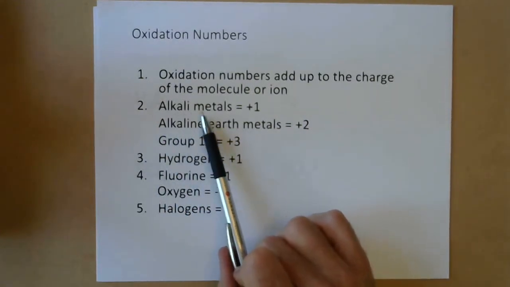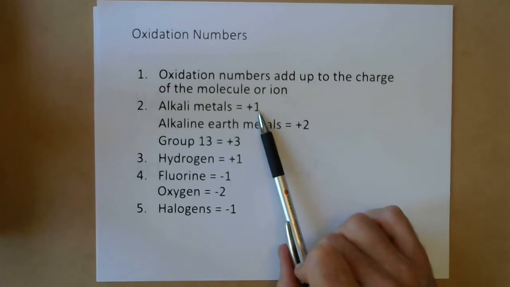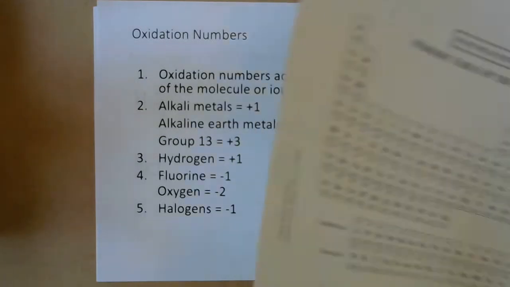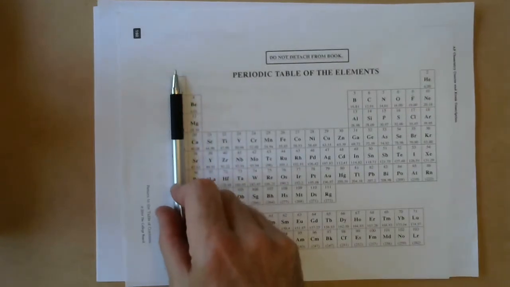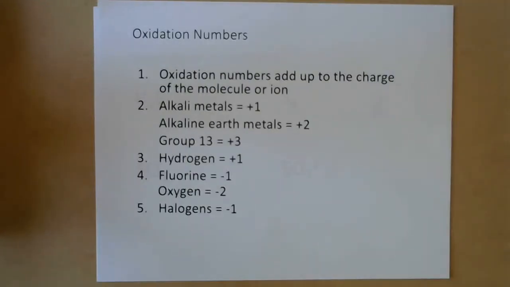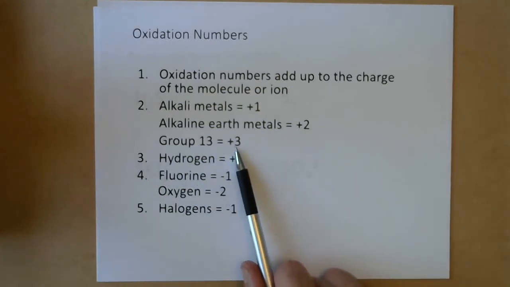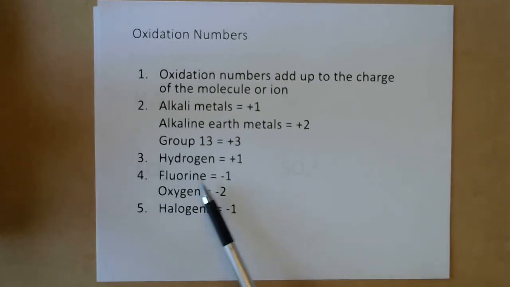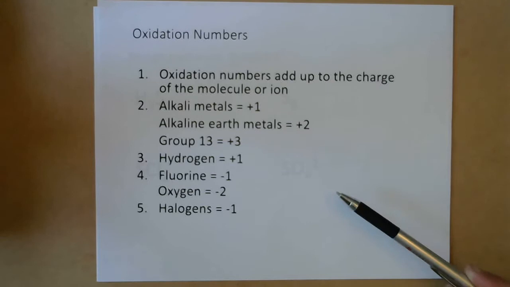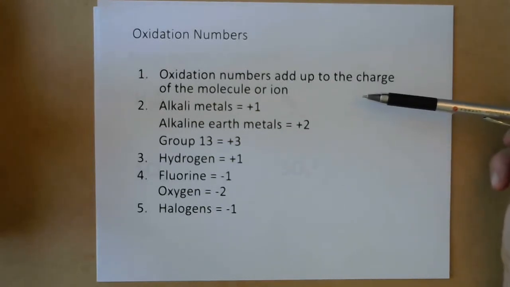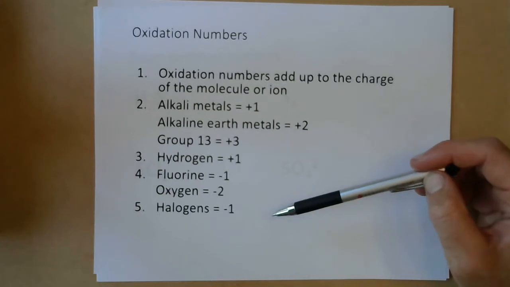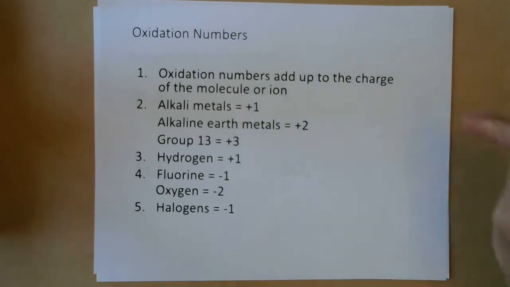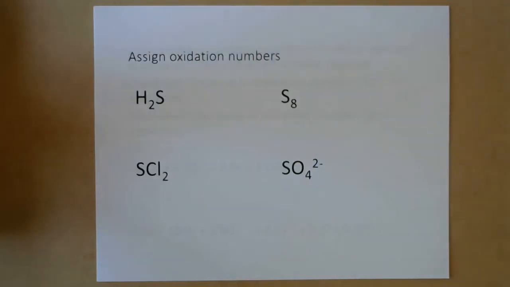Rule number 2, the alkali metals generally get an oxidation number of +1. Easy to remember because that's typically the charge that the alkali metals will form when they become ions. Alkaline earth metals +2, group 13 +3. Okay, so the same as the charges that they typically form. Hydrogen +1, fluorine -1, oxygen -2, and the halogens -1. These rules are followed in order, and so rule number 1 is never broken. The rules further down the list sometimes are broken because we have to definitely follow the first rule. We'll see some examples and see if we can make some sense of this.